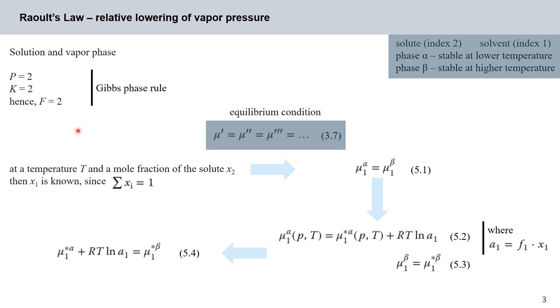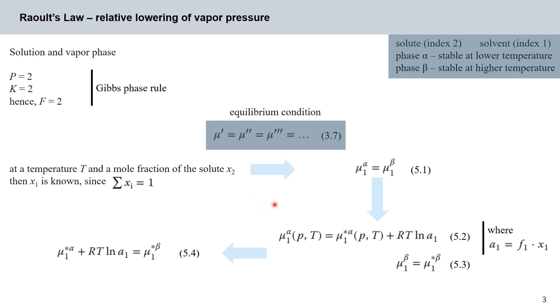So now if we choose a certain temperature T, and the mole fraction of a solute as X2, then X1 is automatically given, because we know that the sum over all Xi is equal to 1. The same goes for the pressure, it is fixed by the two quantities X2 and T. Okay, so now we said previously the mass transfer between the phases is limited to the solvent, so we can restrict ourselves to component 1.